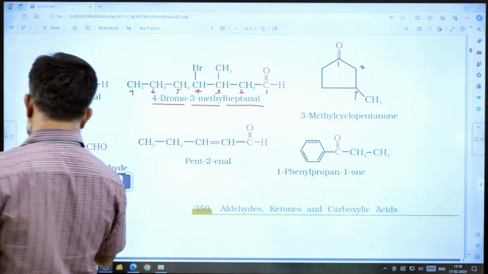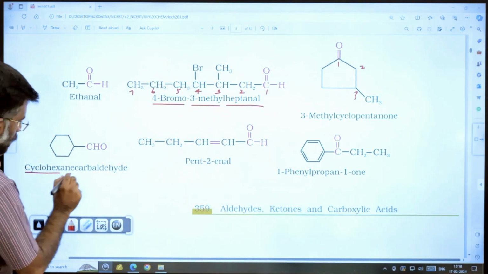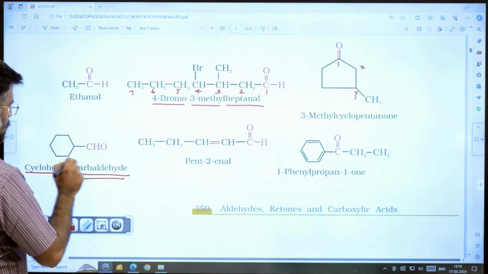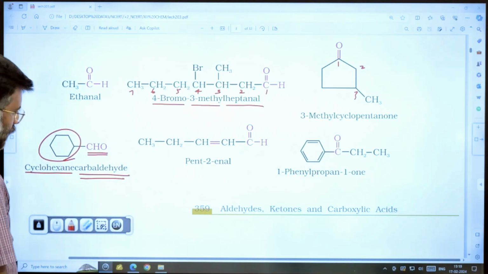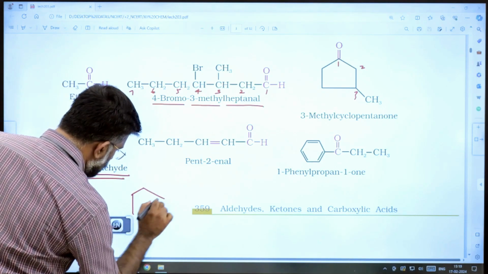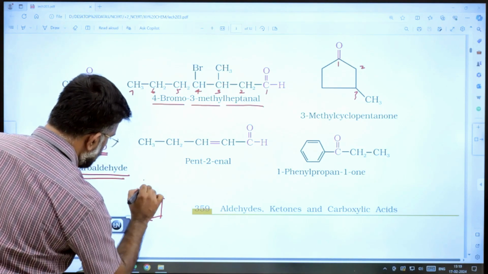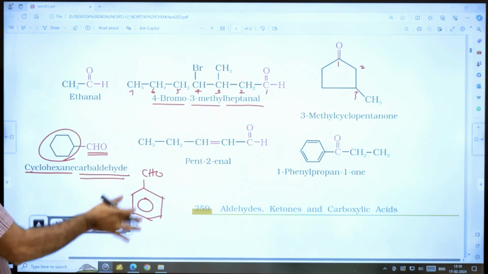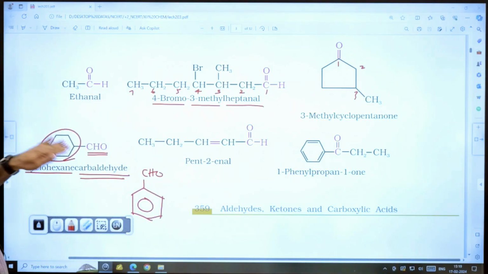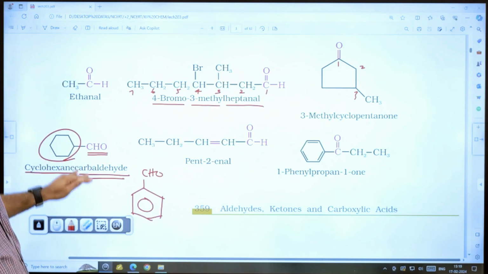Look at this molecule. It's called cyclohexane carbaldehyde. While in a similar system, if it is aromatic, benzene, we give the privilege. It may be called benzene carbaldehyde, but we give the privilege name benzaldehyde. That cannot be done here. Okay.